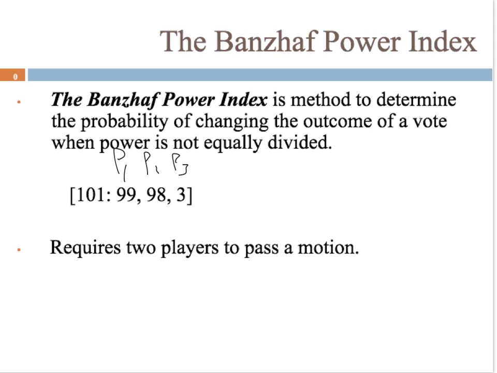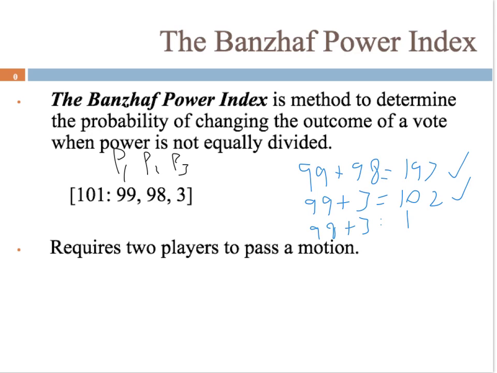So anyway, what you can see here is that if we add player 1 and player 2, their votes together, 99 plus 98, that's 197, which is enough to pass the motion. 99 and 3, that's 102, that's enough to pass, and 98 and 3, that's just enough to pass.